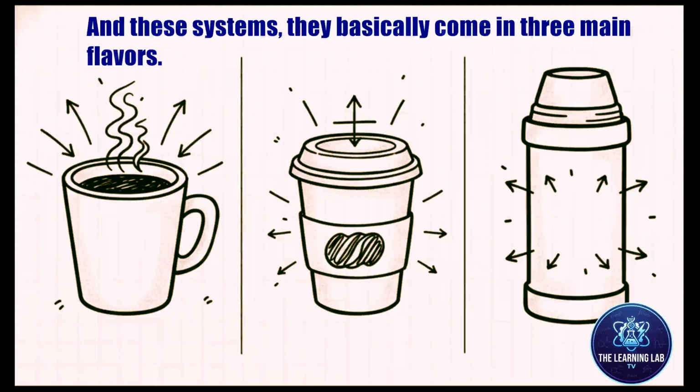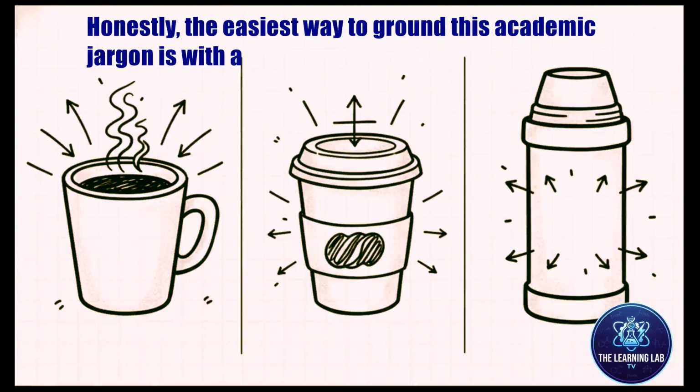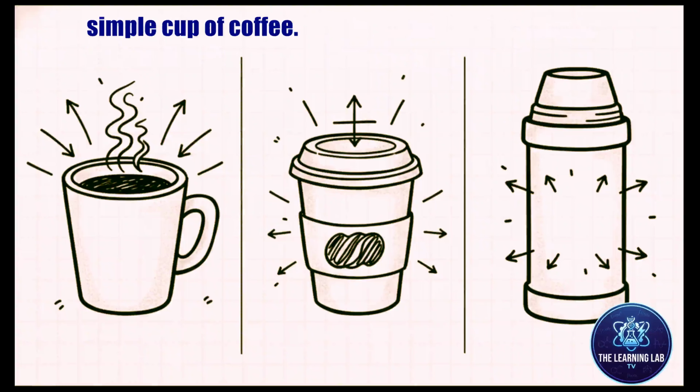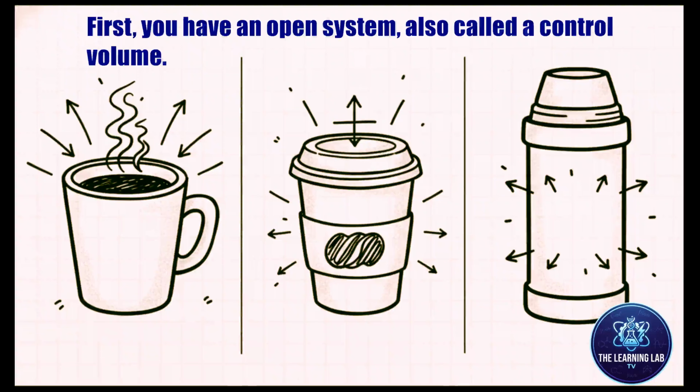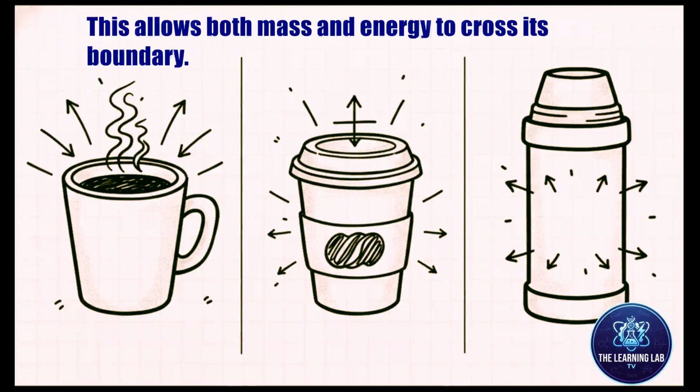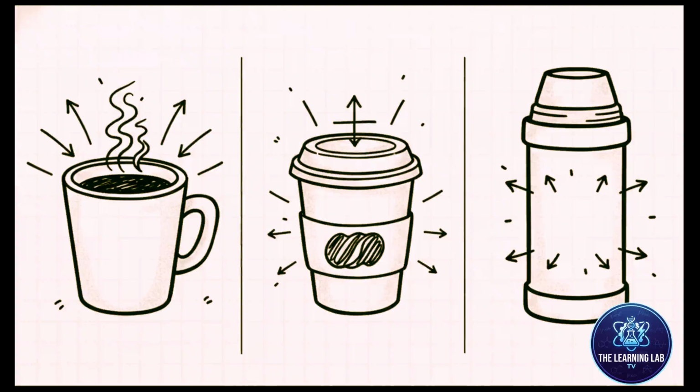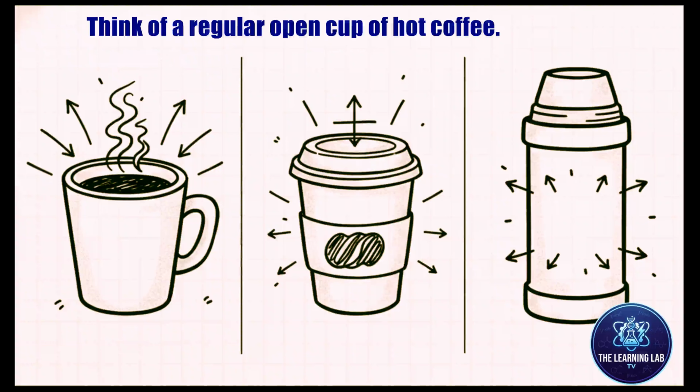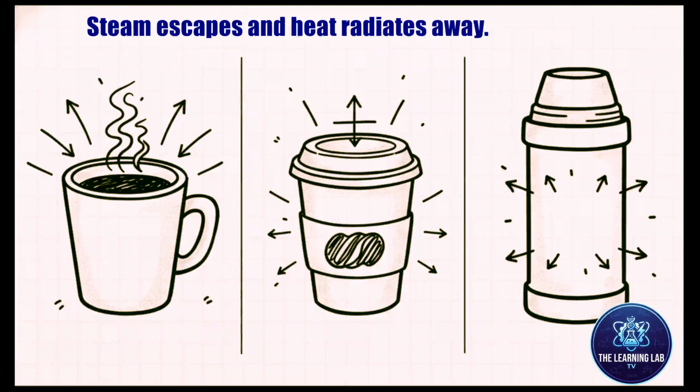And these systems, they basically come in 3 main flavors. Honestly, the easiest way to ground this academic jargon is with a simple cup of coffee. First, you have an open system, also called a control volume. This allows both mass and energy to cross its boundary. Think of a regular open cup of hot coffee. Steam escapes and heat radiates away.